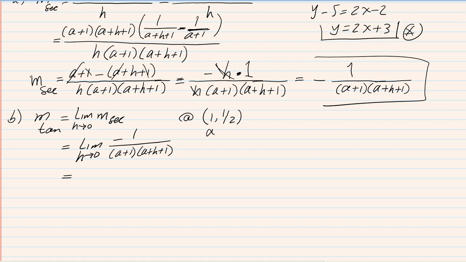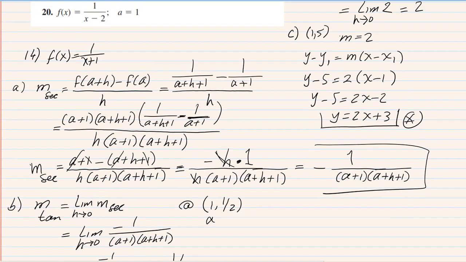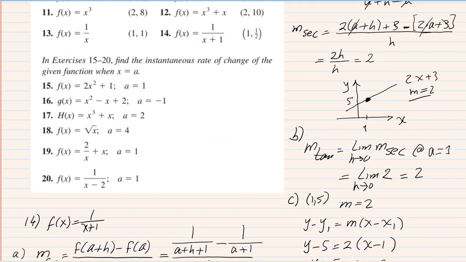So I'm just going to plug in. A was 1, so that's 1 plus 1 times 1 plus 0 plus 1. Looks like negative 1. This is 2 and 2, 4, negative 1/4. Okay, and that's going to be the slope of the tangent line for exercise number 14.